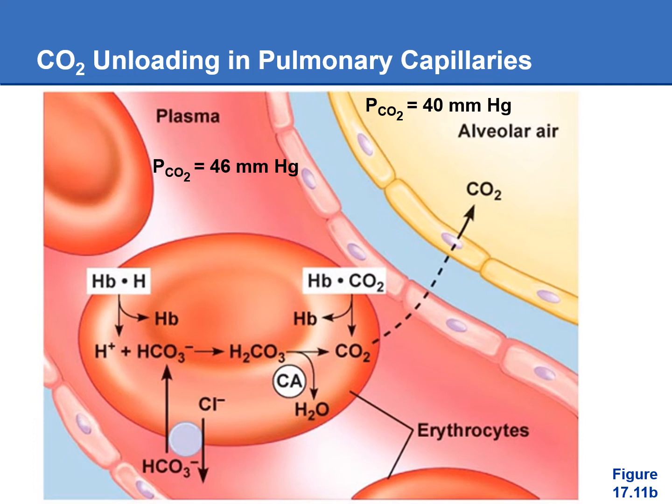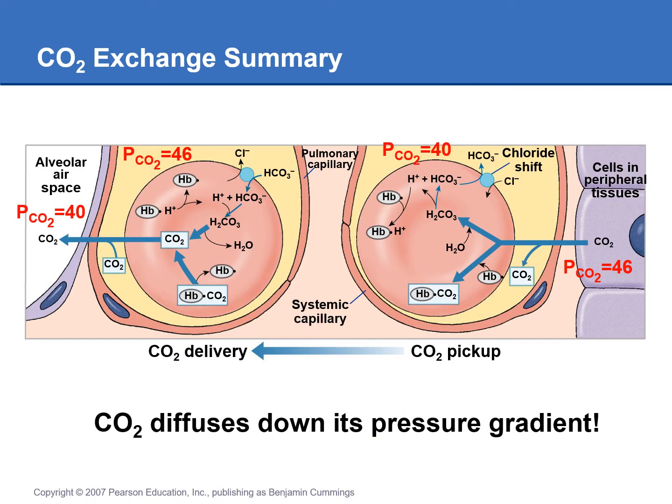And then about 7% of the carbon dioxide, remember, was just dissolved in the plasma as CO2, and that also will diffuse out into the lungs. And then this picture is nice because it shows the carbon dioxide unloading in the lungs and carbon dioxide loading in the tissues side by side, so you can see them both together.